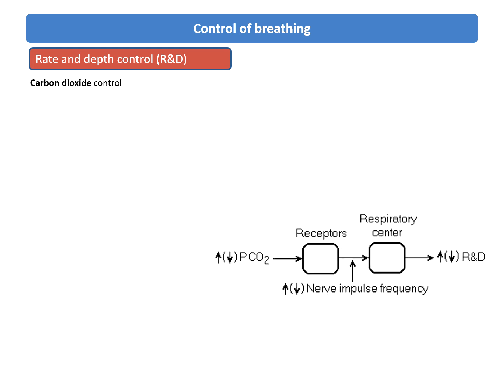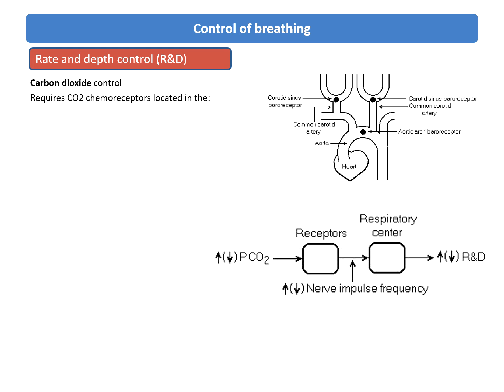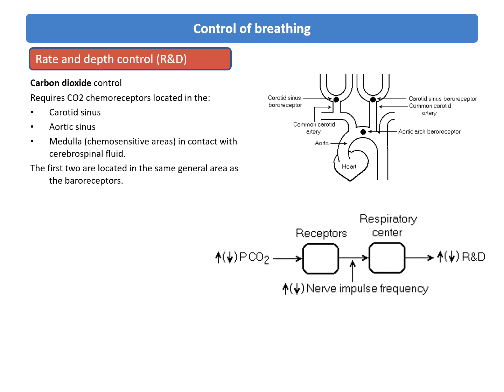Carbon dioxide control requires carbon dioxide chemoreceptors located in the carotid sinus area and in the aortic sinus. There's also a chemosensitive area in the medulla that comes in contact with the cerebrospinal fluid. First two of these sites are located in the same general area as the baroreceptors discussed earlier. The receptors transmit information by way of increasing nerve impulse frequency to the respiratory center.